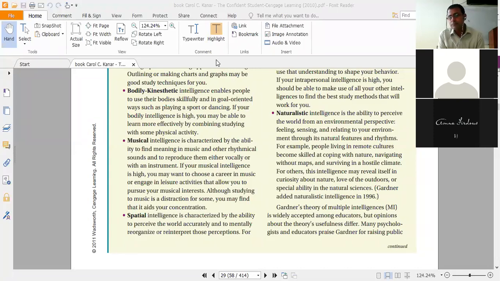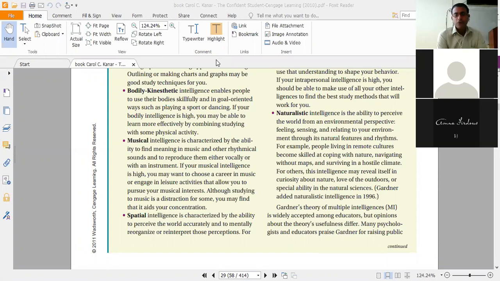Sir, if one is good in mimicry, this ability comes in which intelligence? Musical intelligence? To some extent we can say so, but it is bodily kinesthetic because the person is making use of his body. And of course, to some extent we can say musical as well, but mostly bodily kinesthetic because he is making use of his body. Clear?